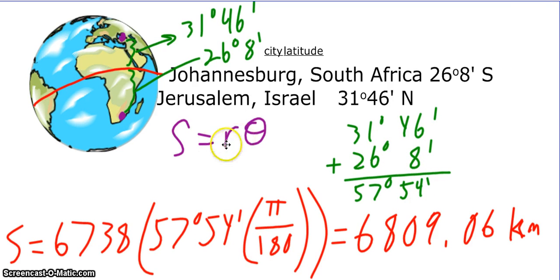So now if I'm using this equation, I know my radius is 6,738 kilometers, and I have a central angle of 57 degrees 54 minutes, but I need to turn that into radians in order to use this equation. So I multiply that by pi over 180. I typed this into my calculator exactly as it's written here, and I end up with 6,809.06 kilometers.